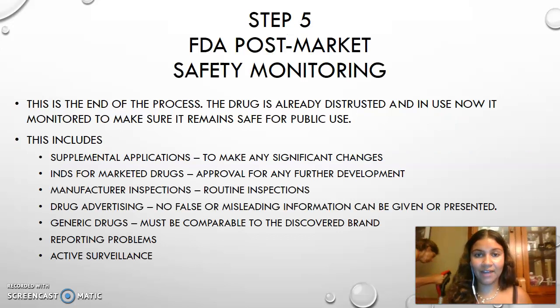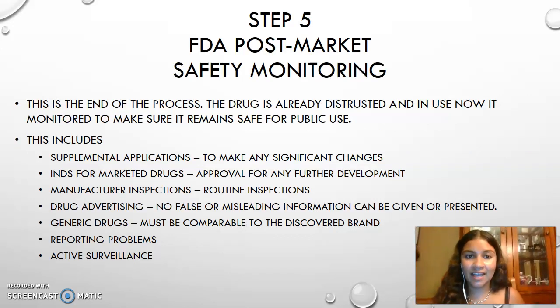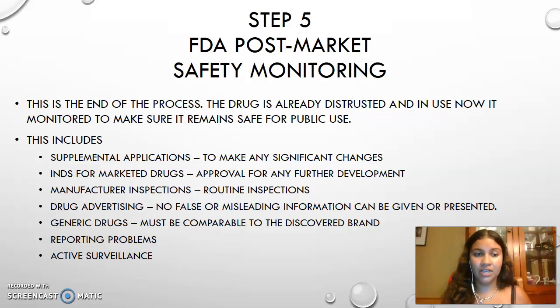For the last and final step, it's step 5. This is the FDA post-market and safety monitoring. This is the end of the process. This is when the drug is already distributed and is now in use and being monitored to make sure it remains safe throughout public use. These steps include the supplemental application. This is whether or not any significant changes you're going to make need to be approved or denied.